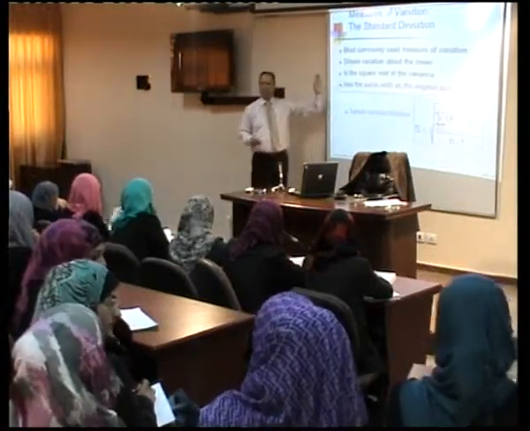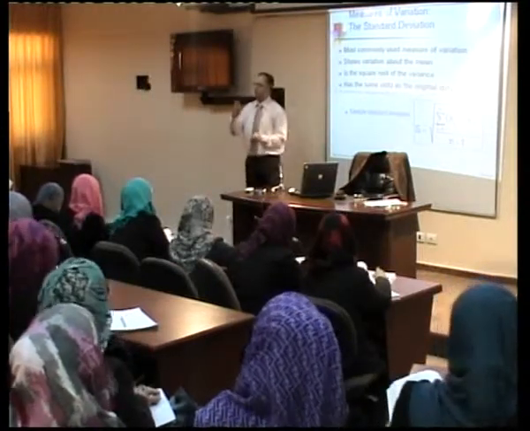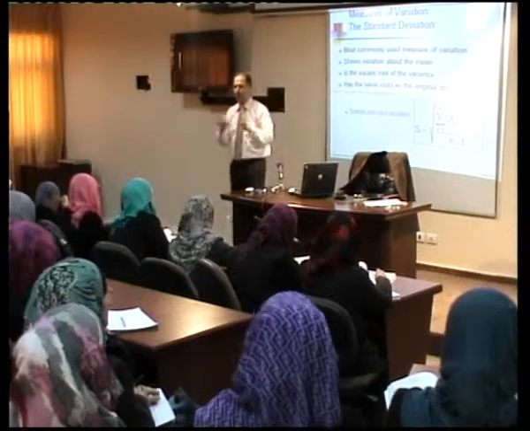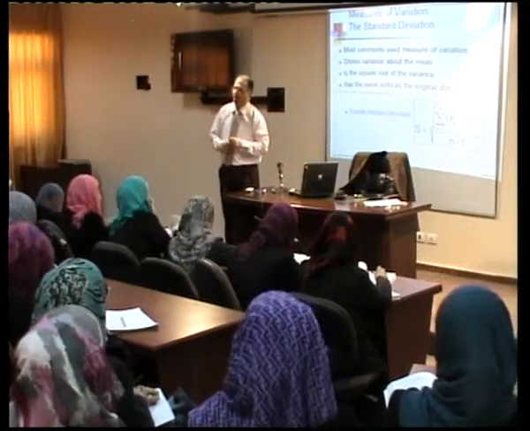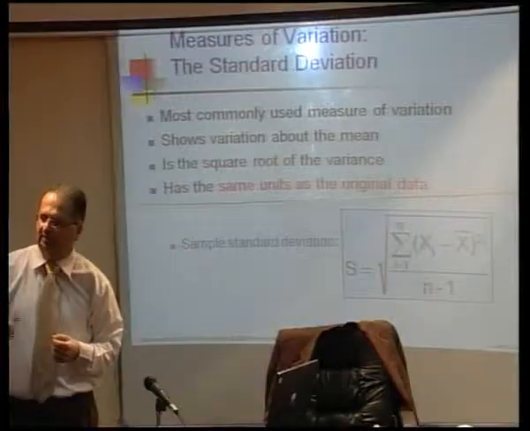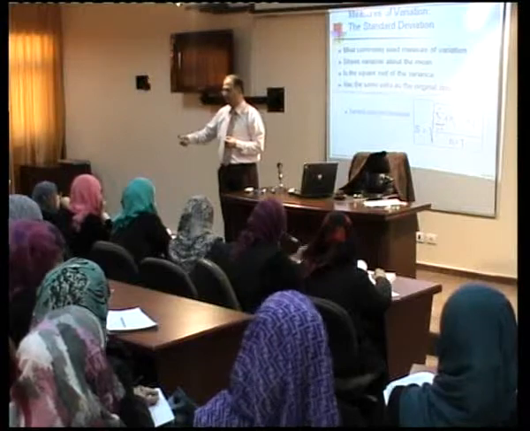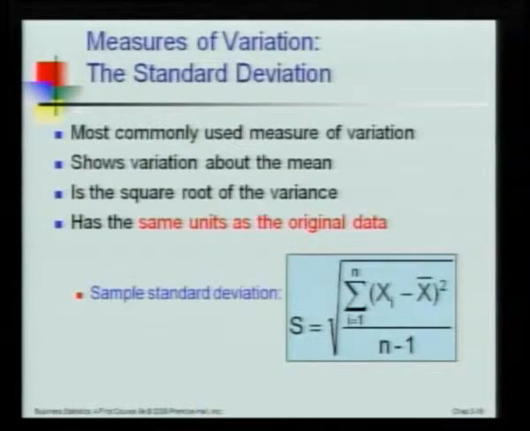Now, the other measure is called the standard deviation. Standard deviation is just the square root of the variance. Both of them measure the spread of the data around the mean. Now, most of the time, we use the standard deviation, not the variance, because the standard deviation has the same units as the original data.